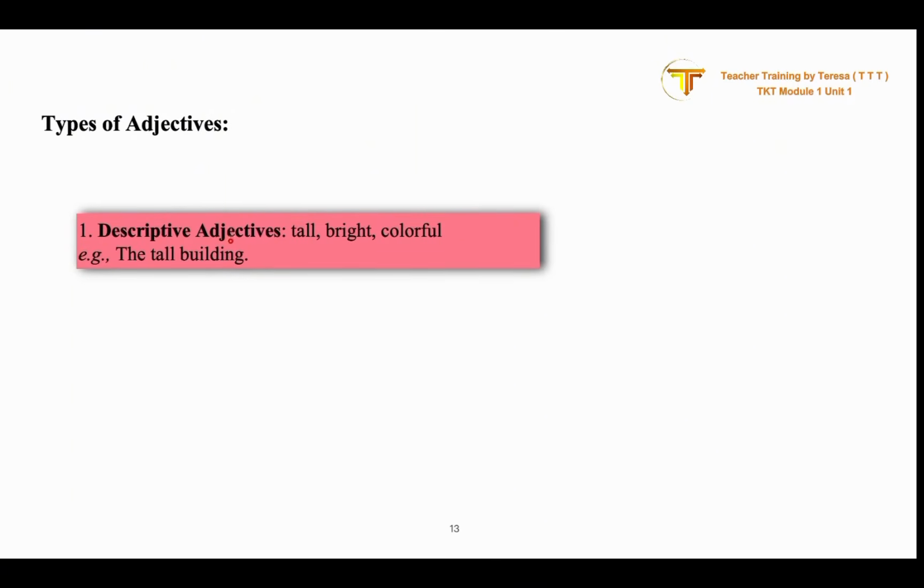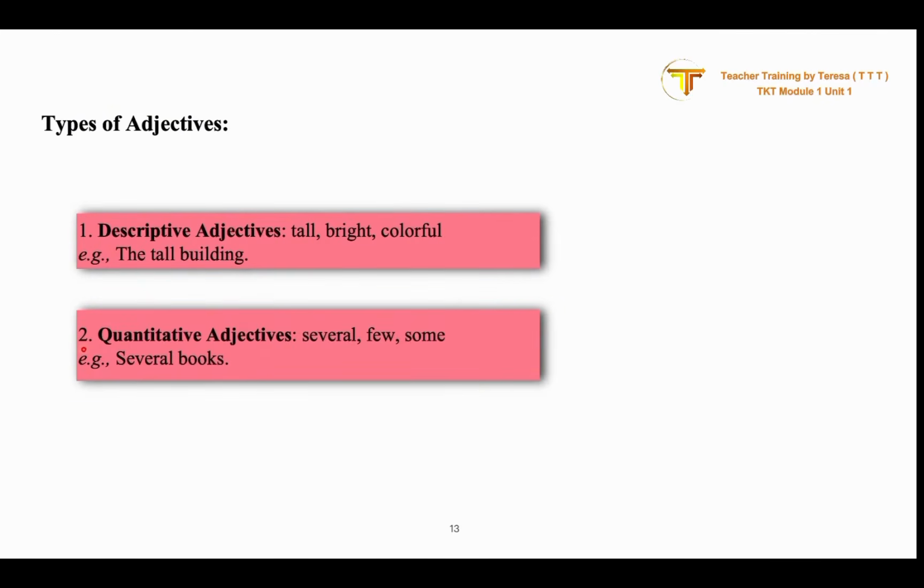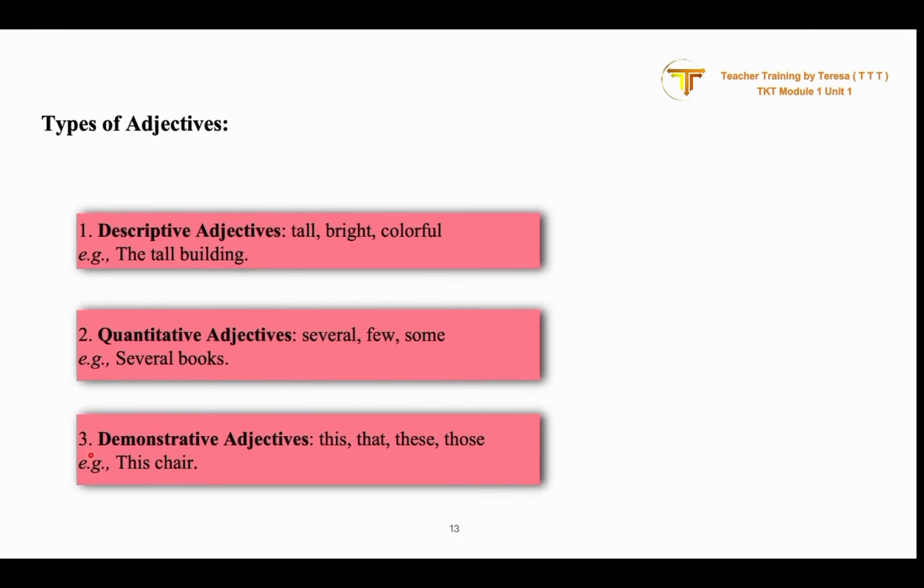1. Descriptive adjectives: tall, bright, colorful. The tall building. 2. Quantitative adjectives: several, few, some. Several books. 3. Demonstrative adjectives: this, that, these, those. This chair.